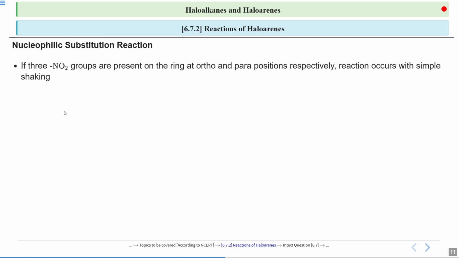Now, if you have three NO2 groups present on the ring at ortho and para positions respectively, that means we have, other than the one para position occupied by the chlorine, two ortho positions left and one para position left. All three positions are occupied by the NO2 groups. If that is the case, then the reaction will occur with simple shaking.